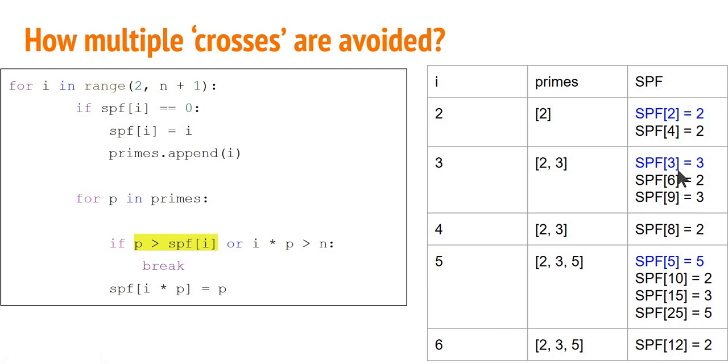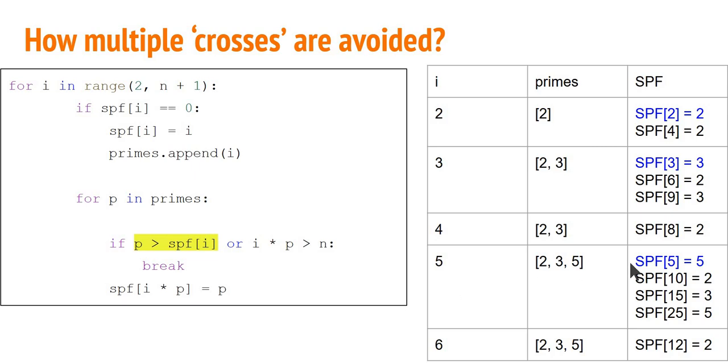So basically, in 3, I've marked out 3, 6, and 9. Comes to 4, obviously this condition doesn't happen. So prime still remains 2 and 3. Now, look at this. 2 times 4 is 8. And hence I go and say, well, look, SPF of 8 is 2. When it comes to P being 3, remember, SPF of 4 was 2. And hence this break comes in. In fact, this is the key point, that I'm going to avoid doing any repeat work.